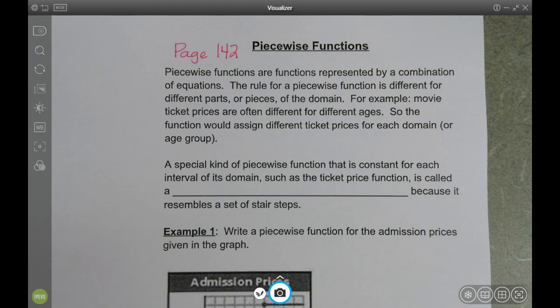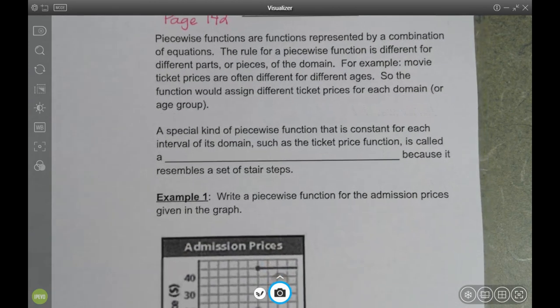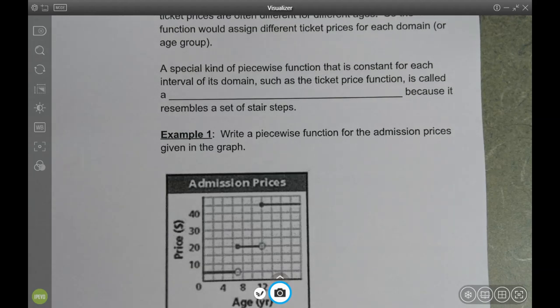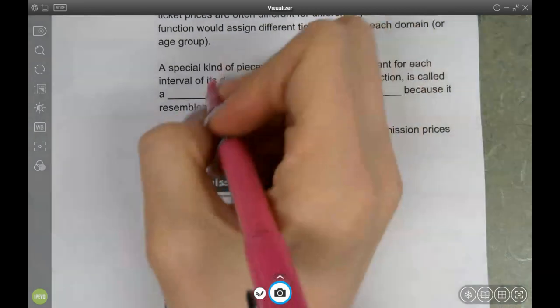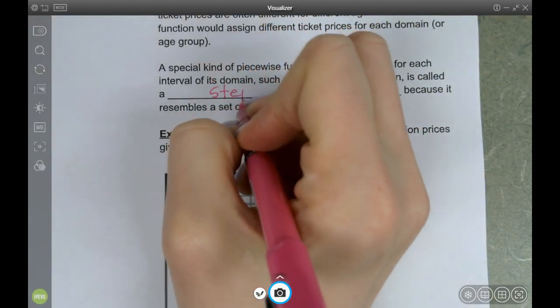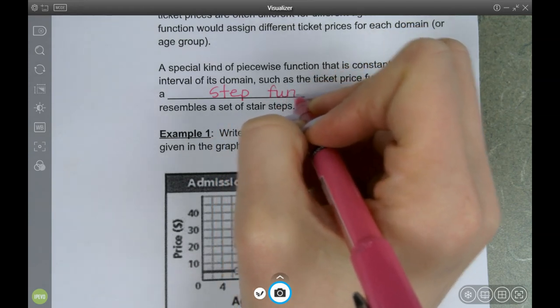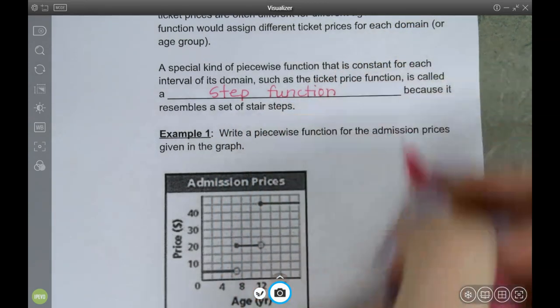So the function would assign different ticket prices for each domain or age group. A special kind of piecewise function that is constant for each interval of its domain, such as a ticket price function, is called a step function. Are you ready for it? Because it resembles a set of stairs. I know that's the craziest thing you've heard all day long.